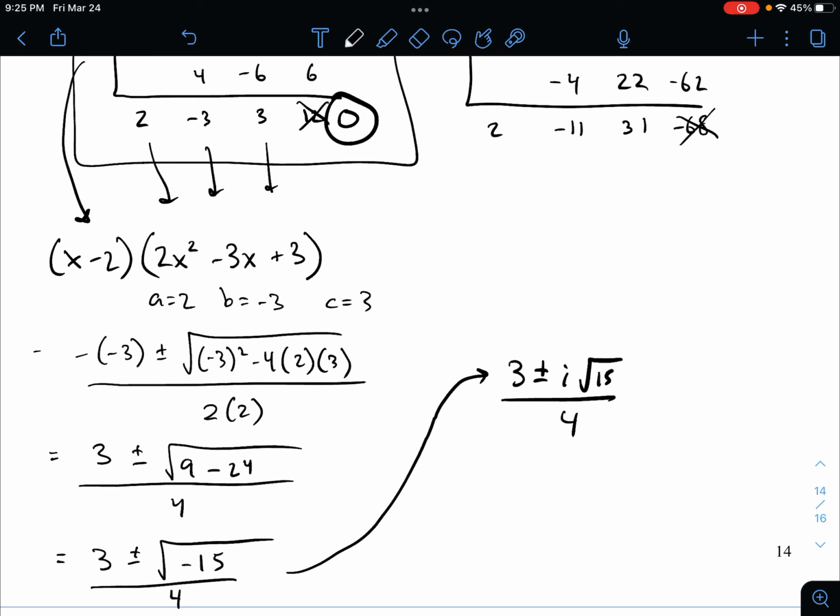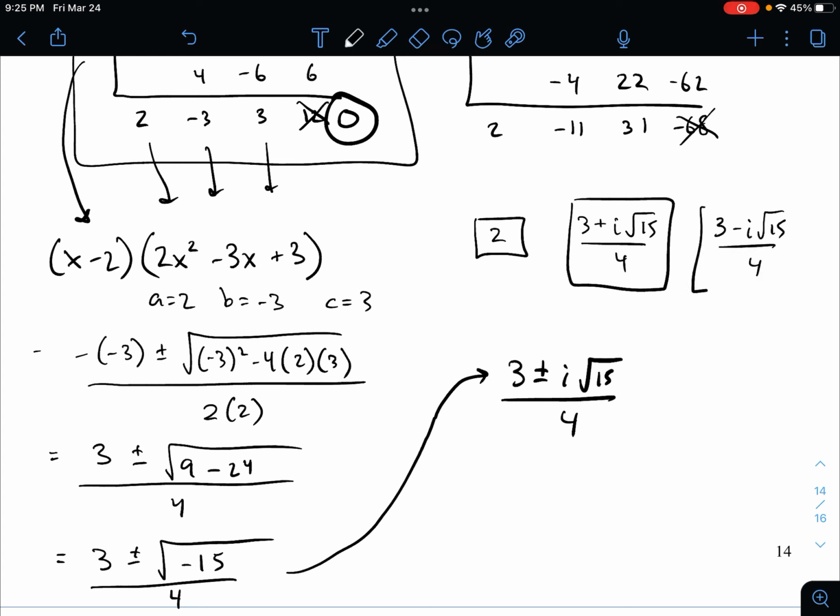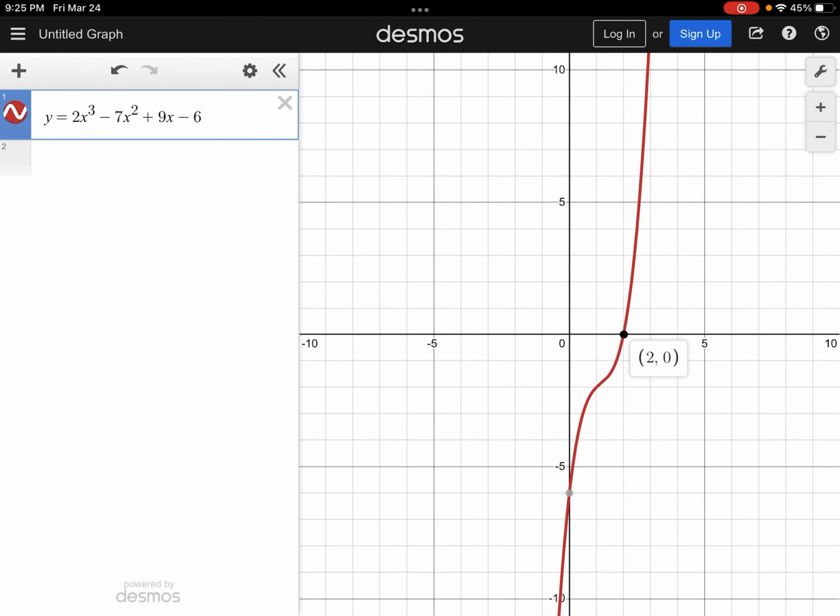So if I'm looking for all my roots, one of my roots we already found initially was 2. So I know 2 is a 0. I know that 3 plus i square root 15 over 4 is a 0. And I know that 3 minus i square root 15 over 4 is a 0. Okay, so I do get 1, 2, 3 solutions, which I should expect to get because I have x to the third power.